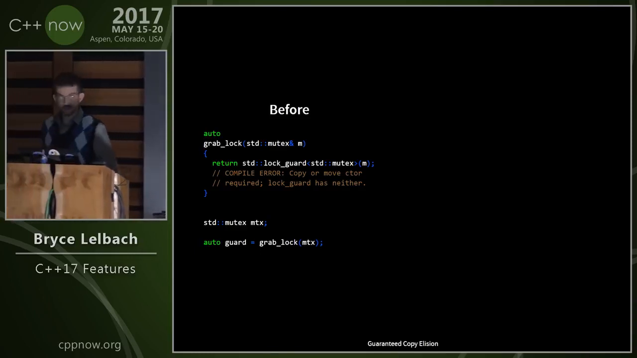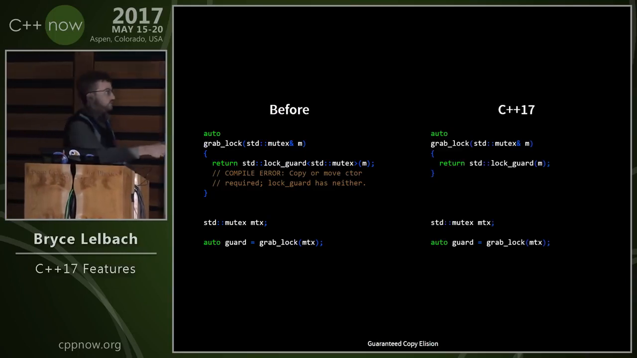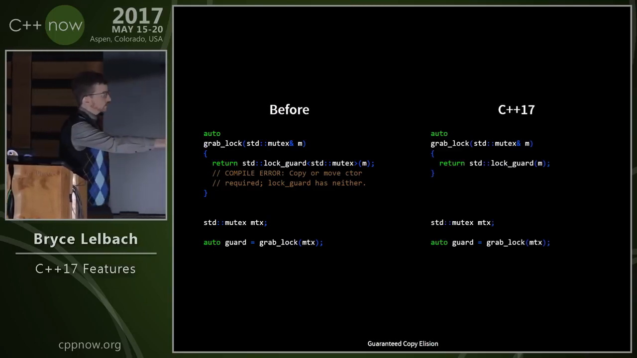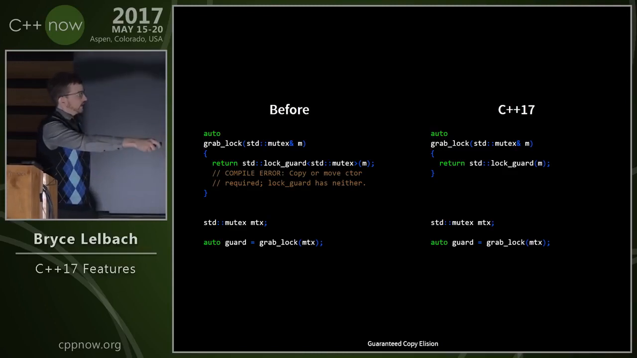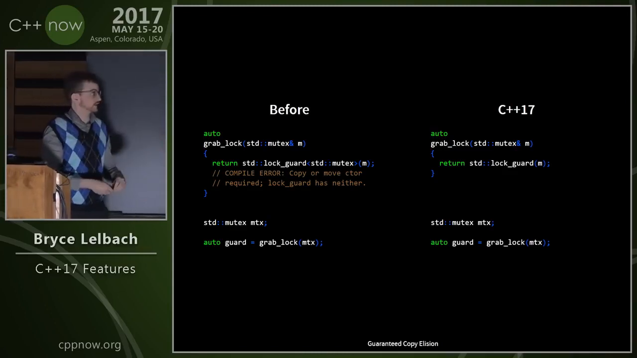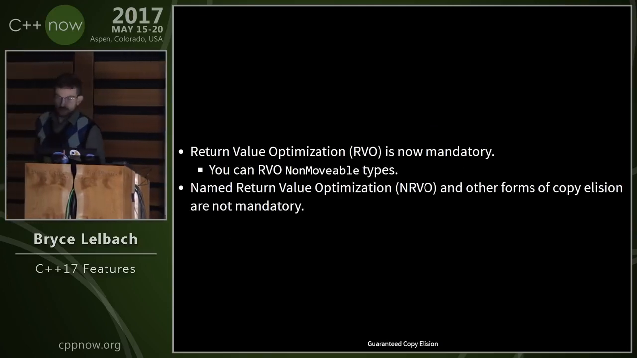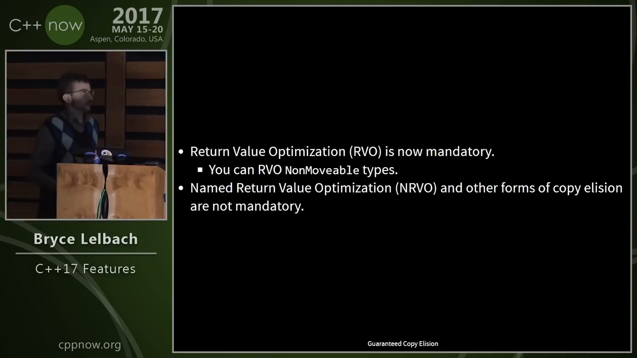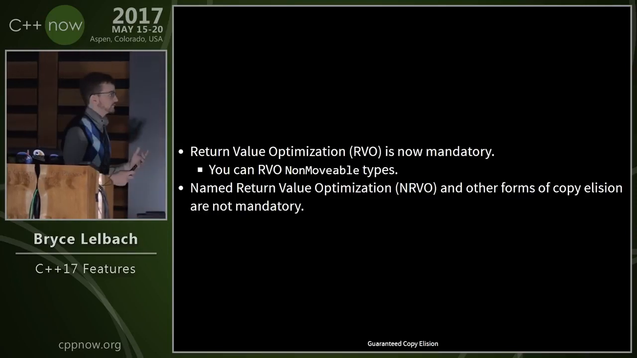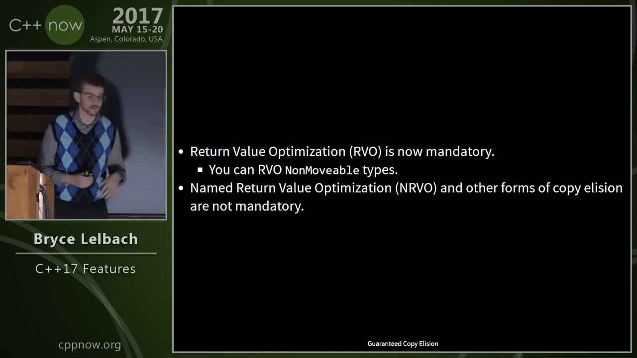So this is no longer the case in C++17. You can now have something like this, a grab lock function here that returns a non-movable type like lock_guard. Pretty cool feature. So return value optimization is now mandatory. You can RVO non-movable types. Named return value optimization and other forms of copy elision are not mandatory.